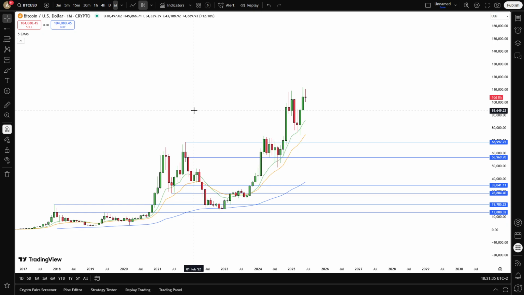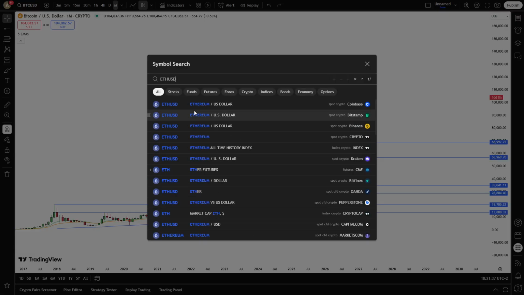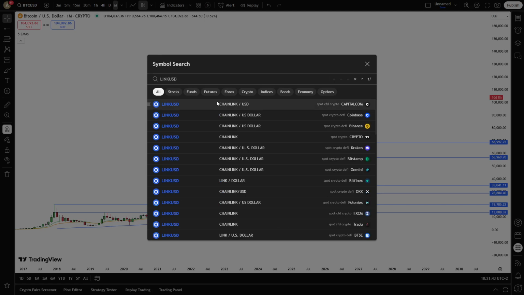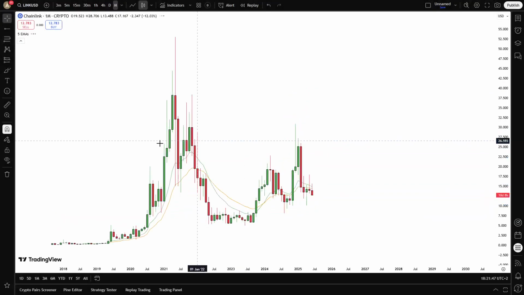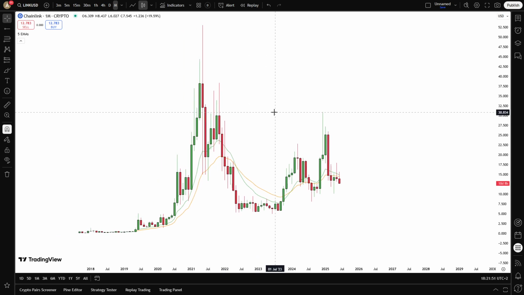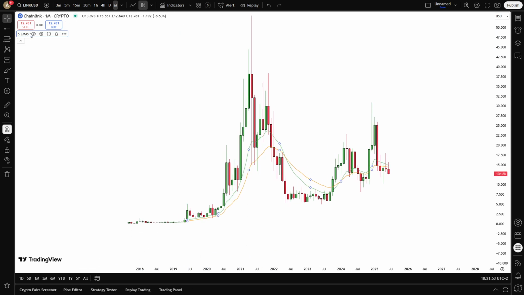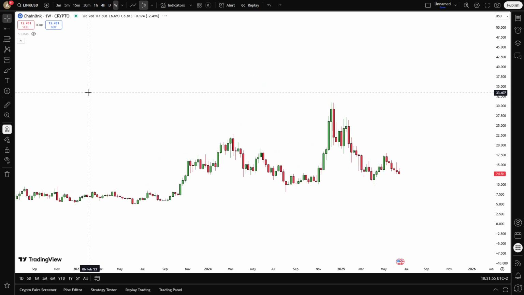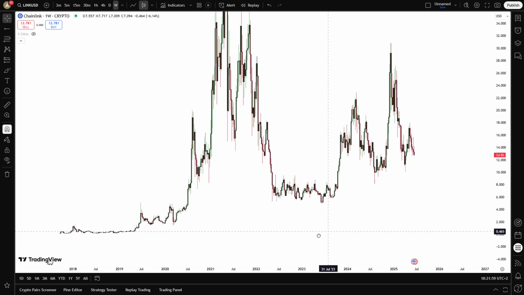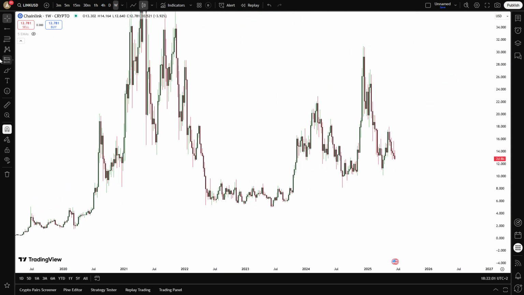For, let's say, ETH. I think I have a better one. Yeah, we've got something better. Let's take Chainlink. And I will remove this. Here, what do we see? I will first remove these EMAs and I will start at a weekly. You already should see it by now.